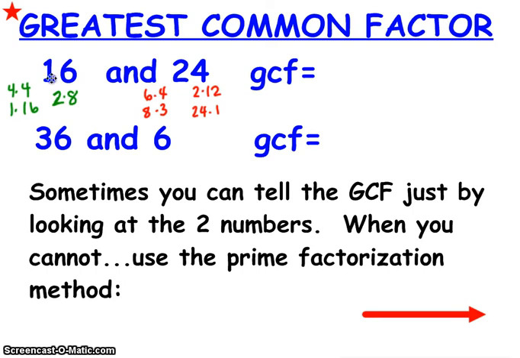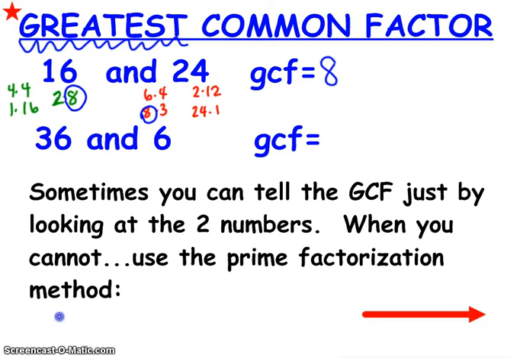So I look at the factors of 16 and the factors of 24, and I notice they share several numbers. They're both divisible by 4, and they're both divisible by 8. Here's where that word greatest comes into play. While they're both divisible by 4 and 8, you want to choose the biggest. So the greatest common factor of 16 and 24 is 8.